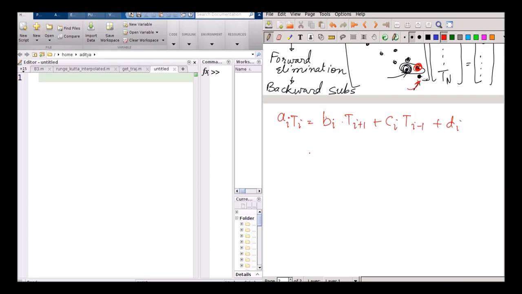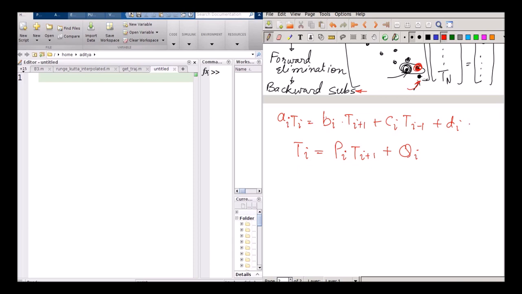However, we just discussed that the forward elimination should cast the equation in the form Ti is equal to Pi Ti plus 1 plus Qi. Essentially, it is saying that the backward substitution implies that the value of Ti will be found out by some linear combination of T at the next level, that is Ti plus 1.